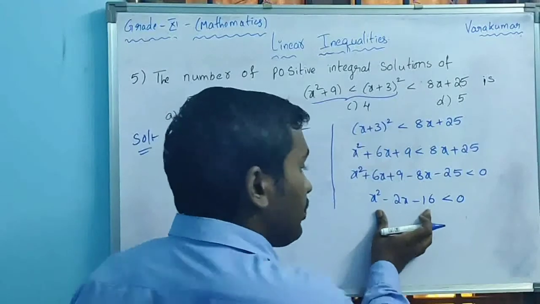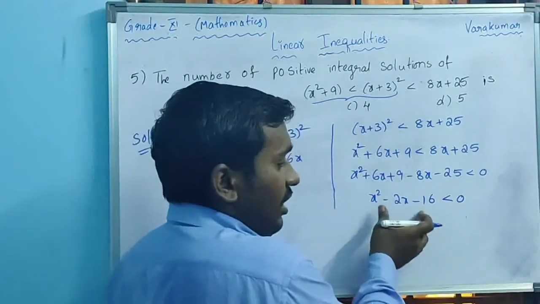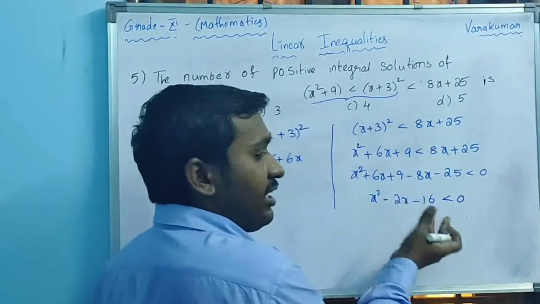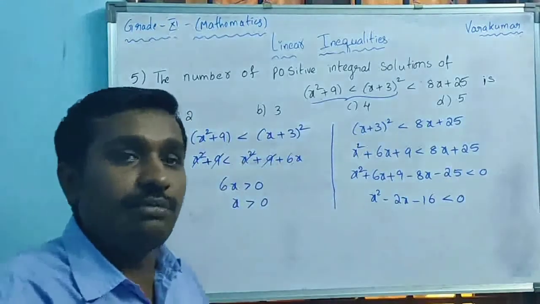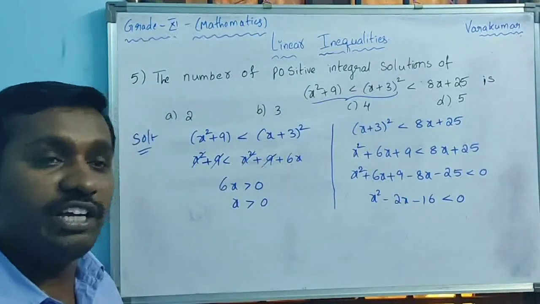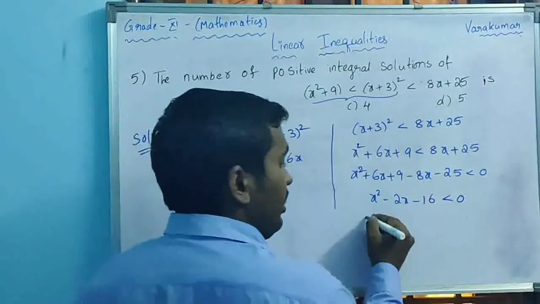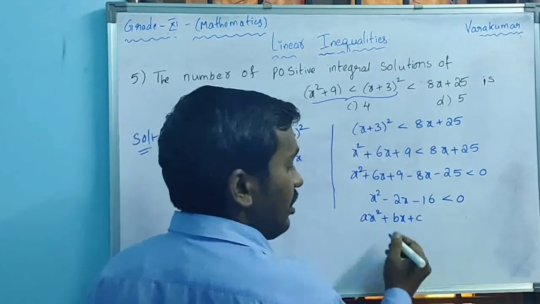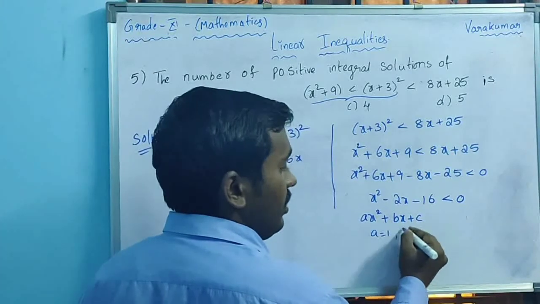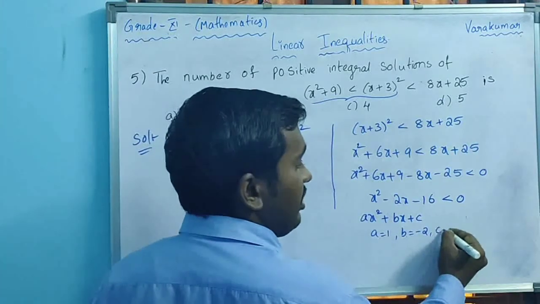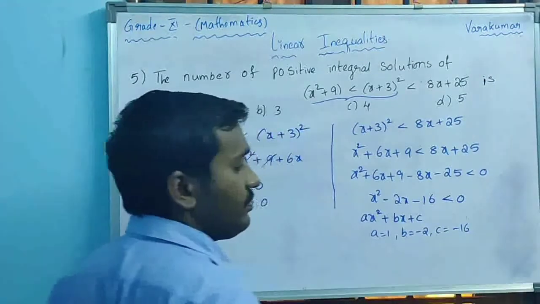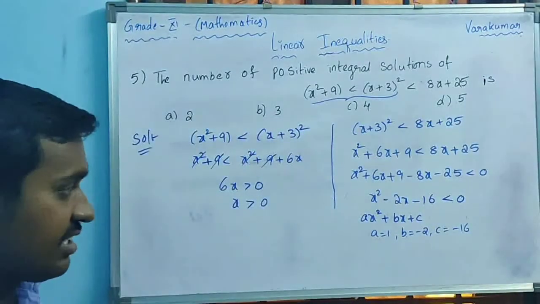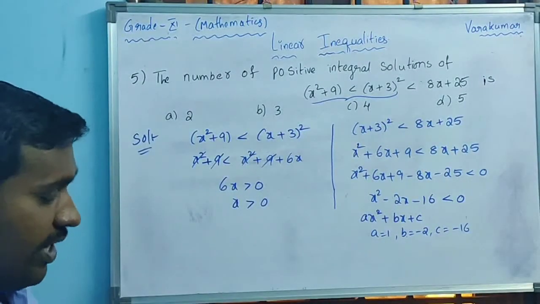Now we have to do splitting the middle term. But if we try splitting the middle term, we cannot solve by the normal method. So I am going to take the quadratic formula method. Comparing with ax square plus bx plus c, what is the a value here? 1, b value minus 2 and c value minus 16. So now I am going to do the quadratic formula method.